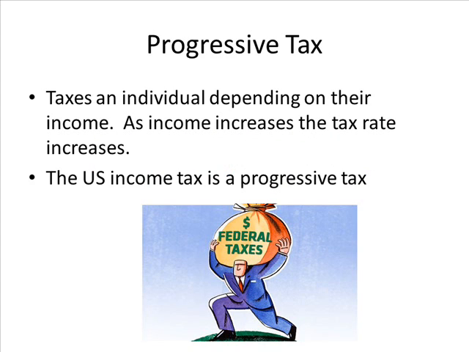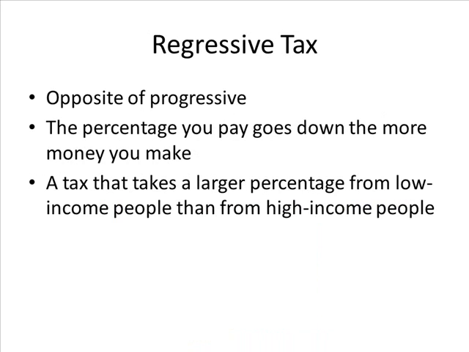Now, the first type of tax we're going to look at is a progressive tax, and a progressive tax is going to affect the individual depending on how much they make. It's going to impact them depending on their income. As their income increases, the tax rate on them increases. Our U.S. income tax is a progressive tax. Those who are rich get taxed more heavily than those who are of a lower income.